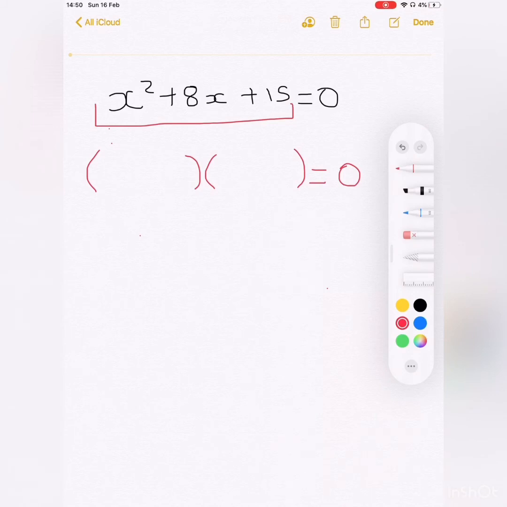Therefore, hopefully we know that the 2 numbers that we find have to add to get 8 and times to get 15. Because they times to get a positive and add to get a positive, both numbers must be positive. X goes at the beginning, and hopefully we'll know that those 2 numbers are 5 and 3.